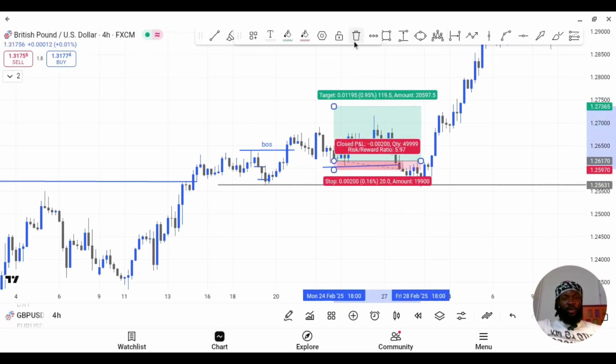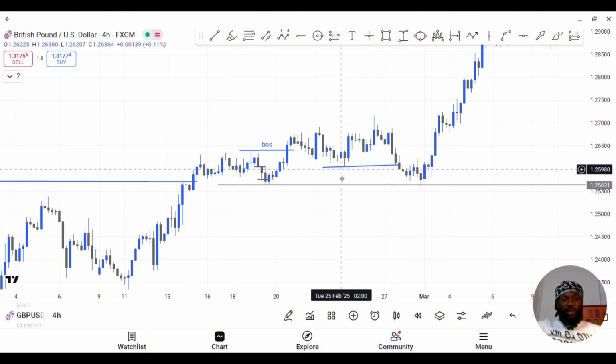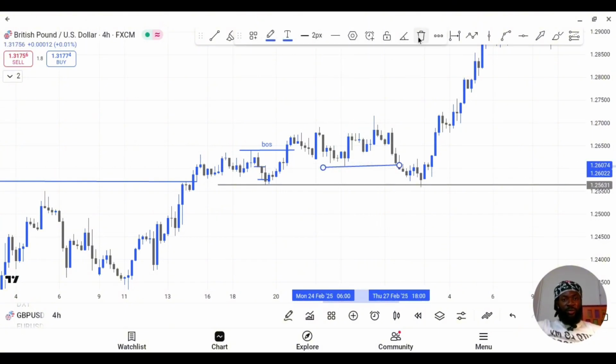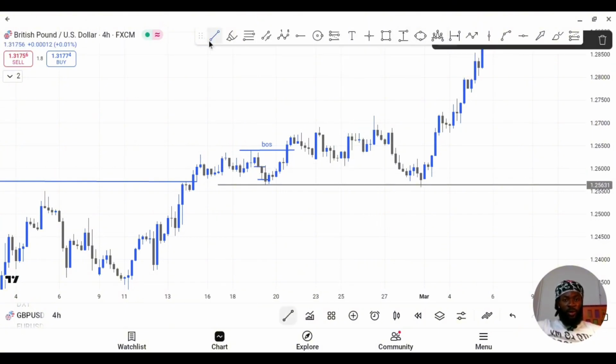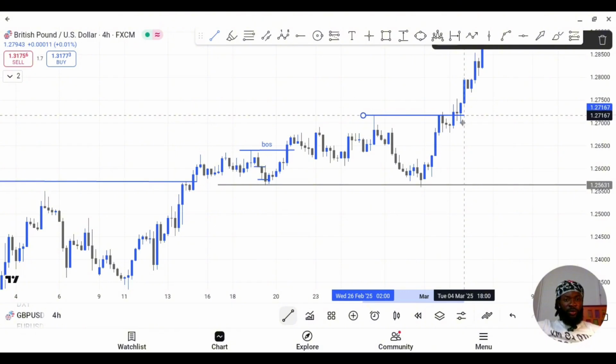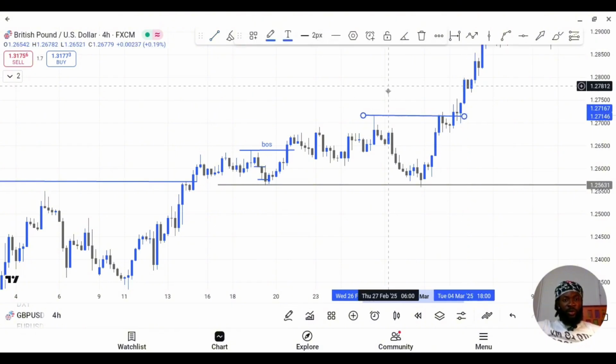See, now this is our break of structure. We had our break of structure here.